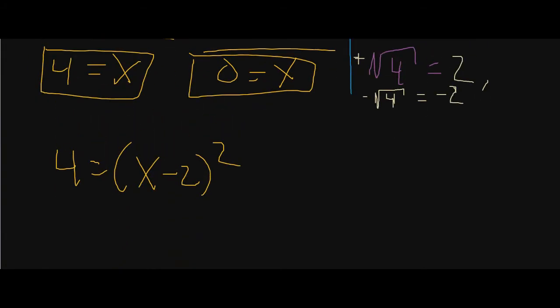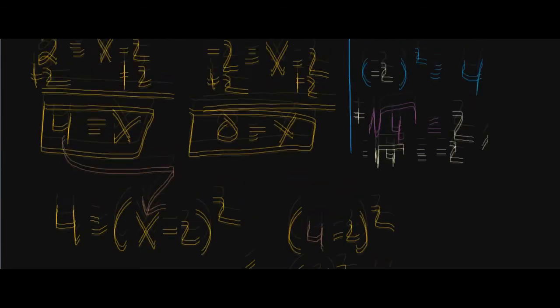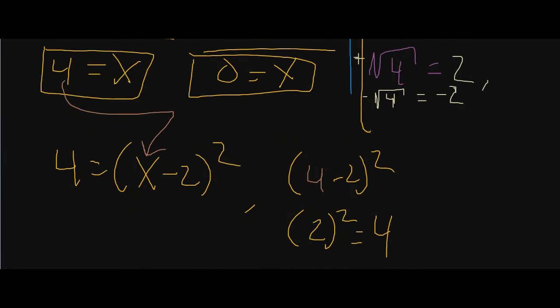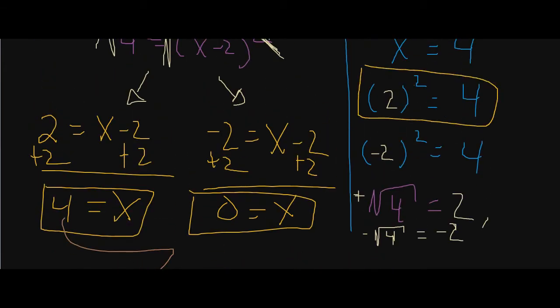So let's plug in our x value. Let's take this and plug it into here. Oh, sorry. We're going to get 4. We take our 4 and plug it into x, so we're going to get 4 minus 2 squared. All right, what's 4 minus 2? Well, that's 2 squared, which is equal to 4, which is what we wanted right here. And that's exactly this expression right here.